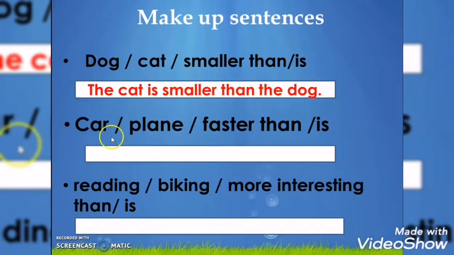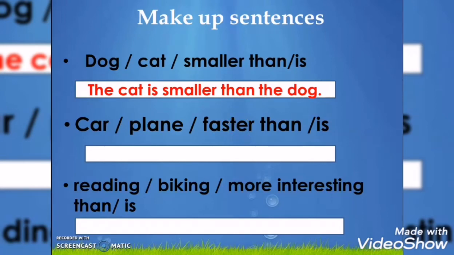Now second example, car, plane, faster than, and is. So car and plane, we are comparing two things, which are the car and the plane. Where is the adjective word? The adjective word is faster, which is fast.